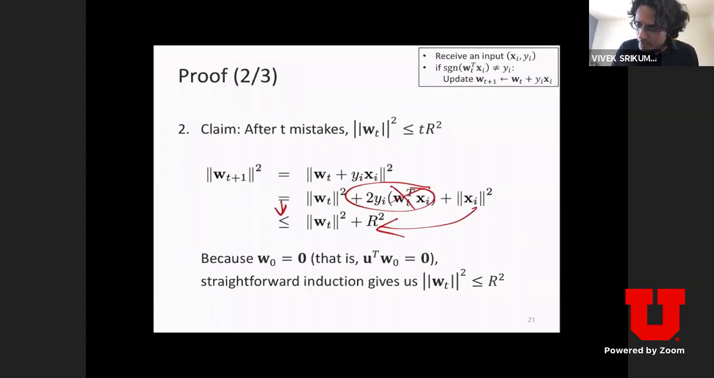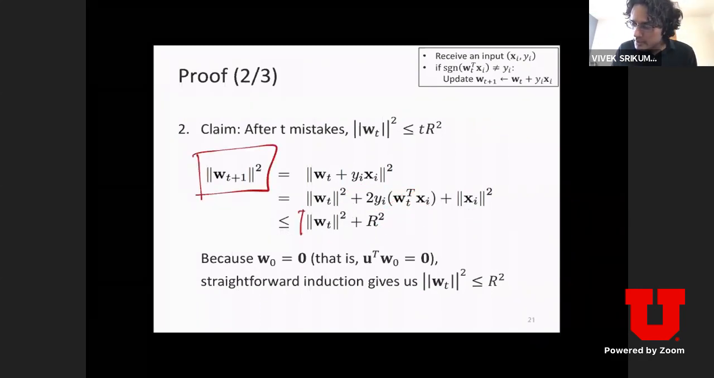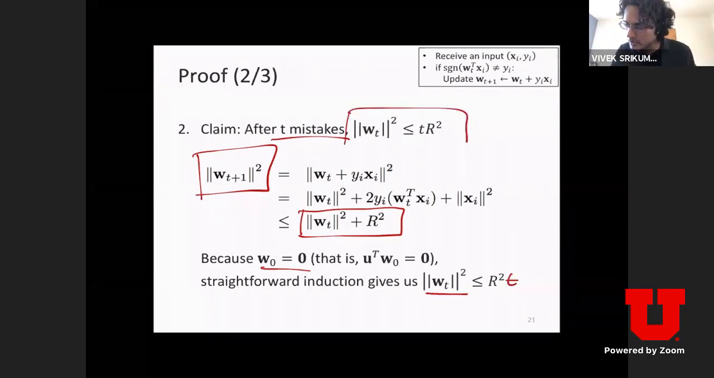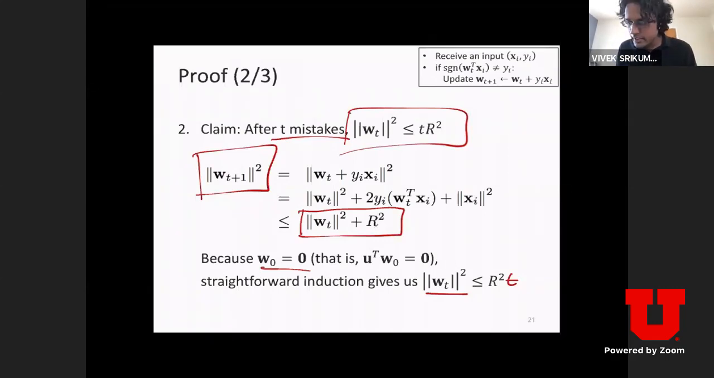So what we have is that ||w_{t+1}||² is less than or equal to ||w_t||² plus r squared. But ||w_t||² will be less than ||w_{t-1}||² plus r squared. It keeps going down till w_0. But we know that w_0 is zero. And there are only t steps because we have only made t mistakes, which means ||w_t||² is less than or equal to t r squared. There's a bug in the slide. So this is the correct thing. So ||w_t||² is less than or equal to t r squared. So this is the second claim.